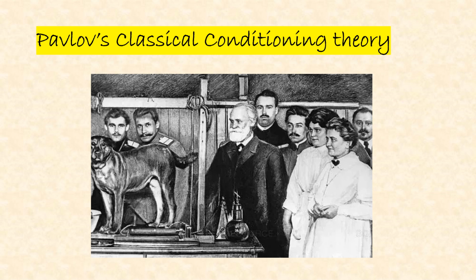Now let's talk about classical conditioning theory. Ivan Pavlov was the one who gave the theory and almost by accident found classical conditioning. He initially intended to research how salivation affects digestion. When he gave meat to dogs, he measured how much saliva they produce.